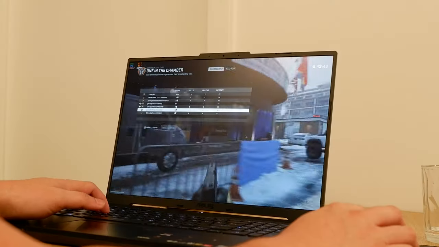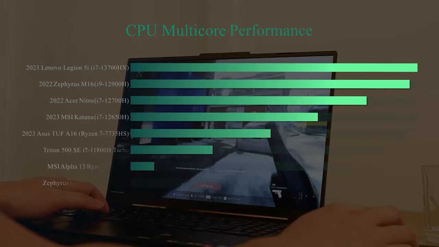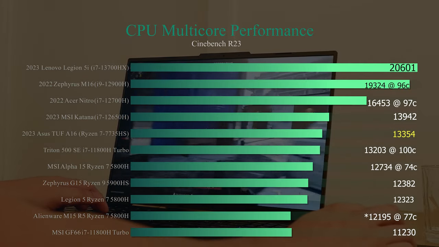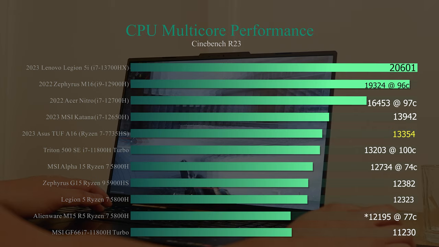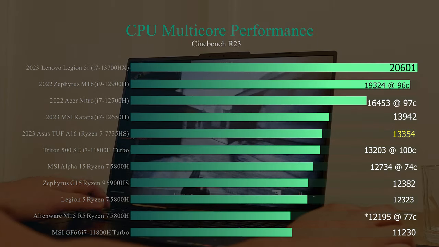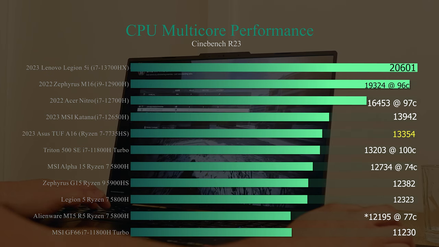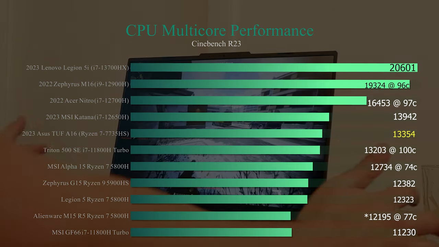So let's just get one thing out of the way. In pure multi and single core performance, the Ryzen 7 7735HS still doesn't match up with Intel's 12th and 13th generation i7 offerings. It still does great in handling any video editing task I throw at it, so 4K video editing is fine.